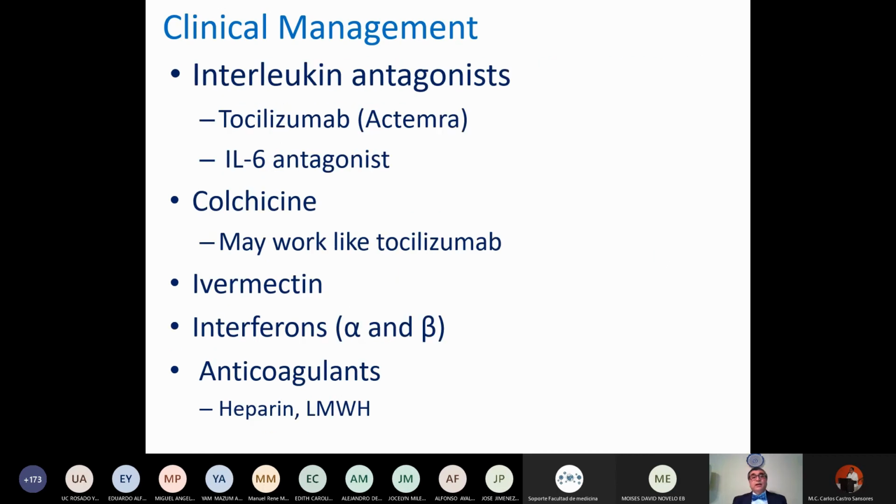Then we have IL-6 antagonists. Currently, there are a few NIH experimental studies and clinical trials going on. When I did consulting with Brazilians, Turks and Italians early on, in some patients they were happy with the administration of IL-6 antagonist, and in other patients it didn't make any difference at all. The role of colchicine is not really clear.